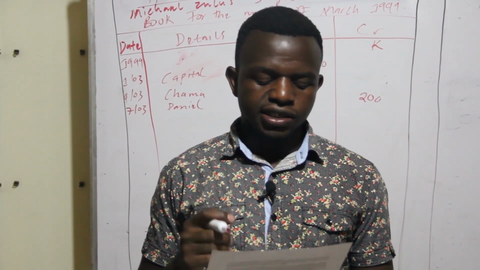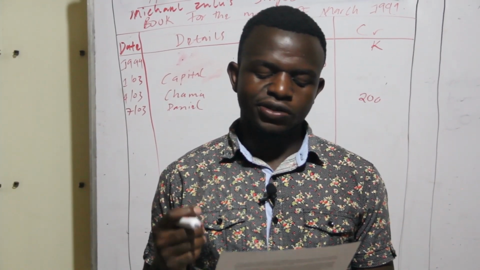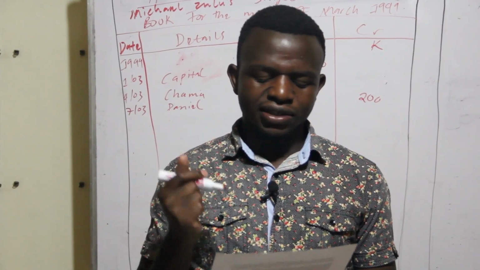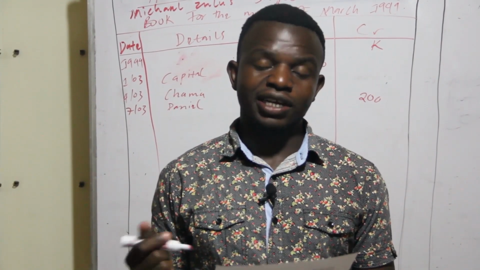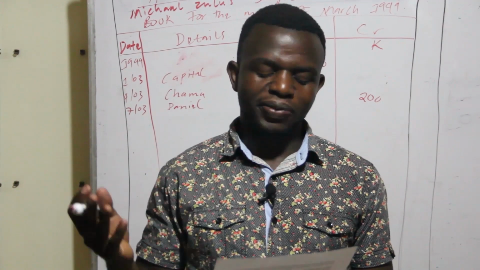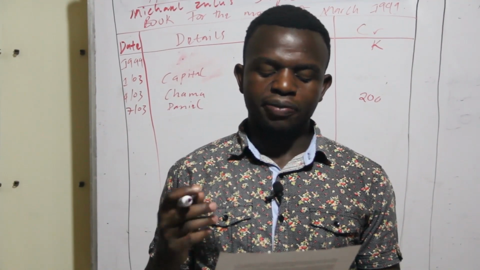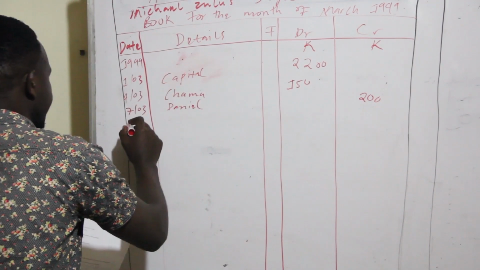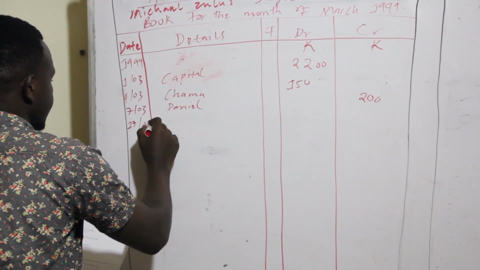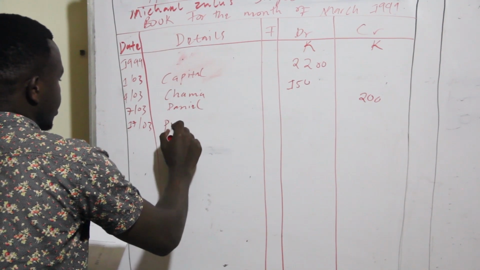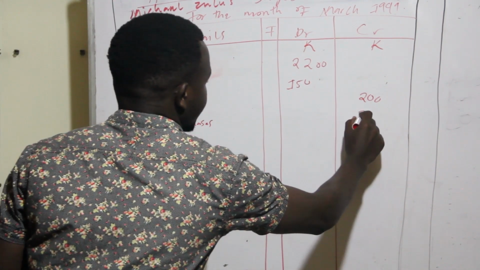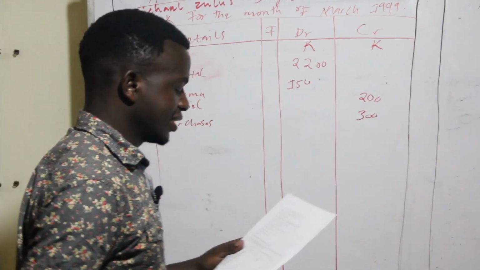Then on the 17th of March, purchased goods for cash amounting to 300 kwacha. That means money was going out of the business, and we're going to record our purchases on the credit side. So we have 17th, purchases, as 300 on the credit side.